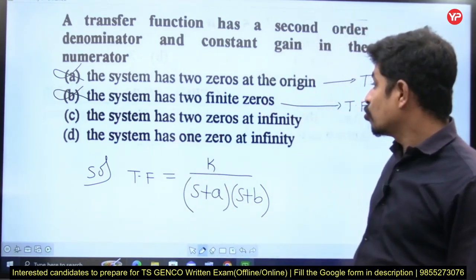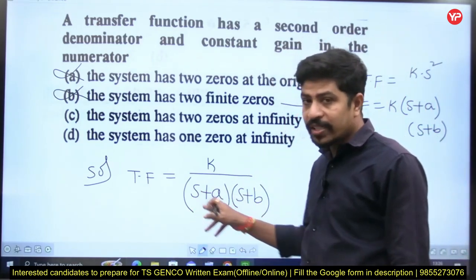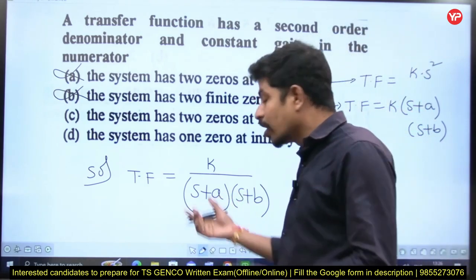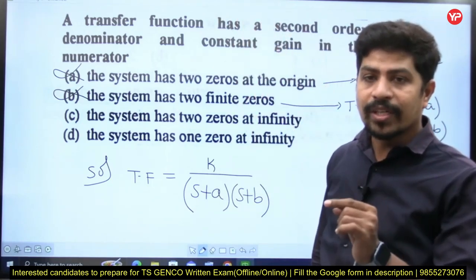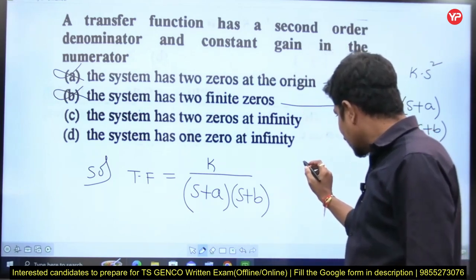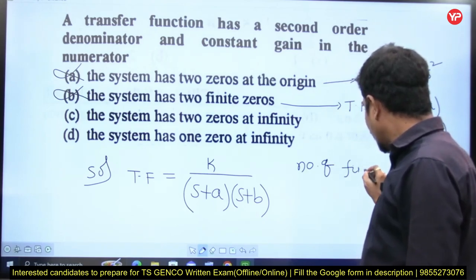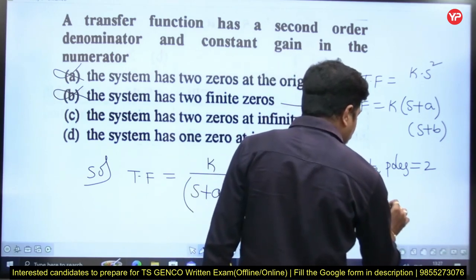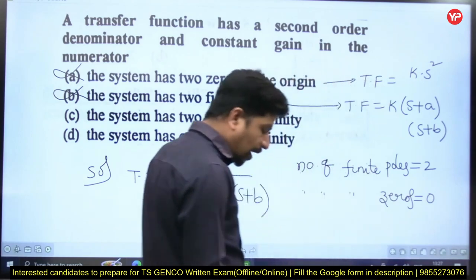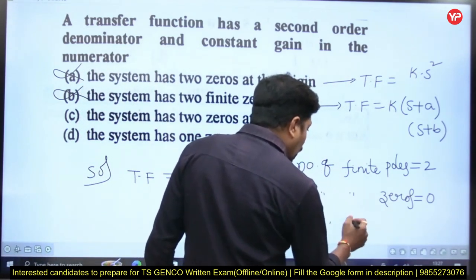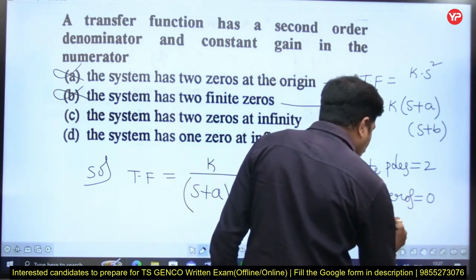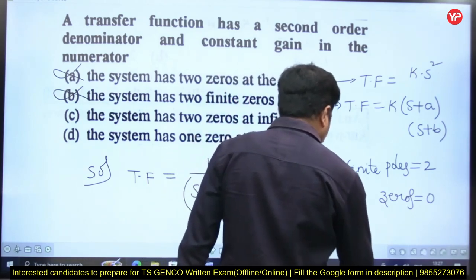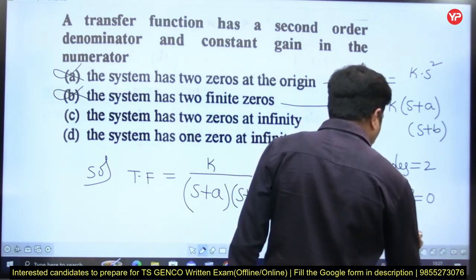Third one is, the system has 2 zeros at infinity. Yes, it has 2 poles. Every system has the total number of poles equal to the total number of zeros. You may get confused: sir, here 2 poles are there, but where are the 2 zeros? Those 2 zeros are at infinity. Number of finite poles is equal to 2. Number of finite zeros is equal to 0. Number of zeros at infinity is equal to 2.